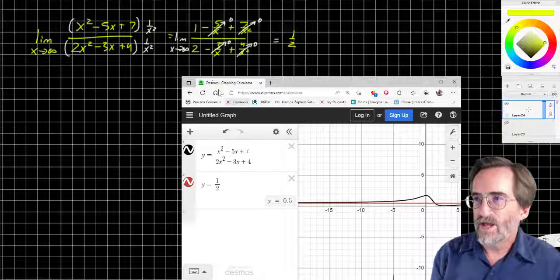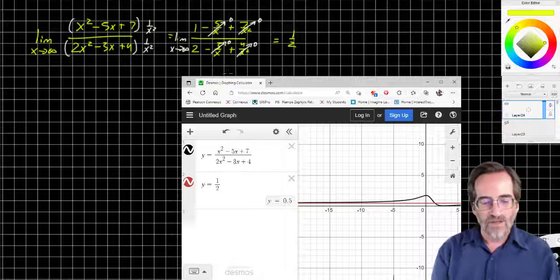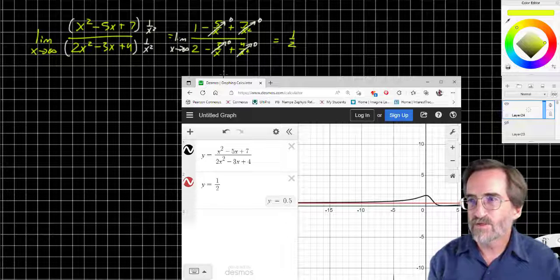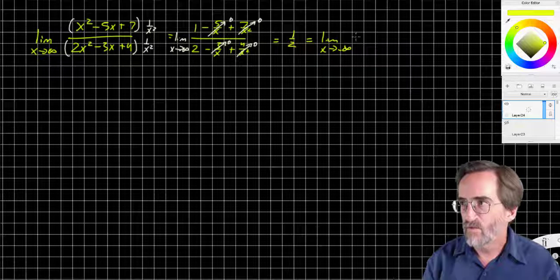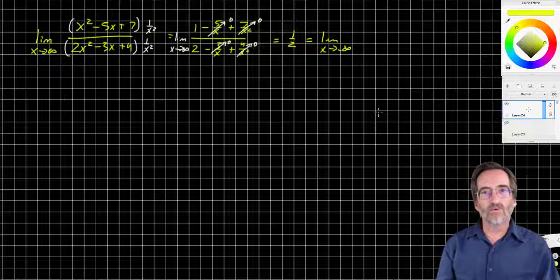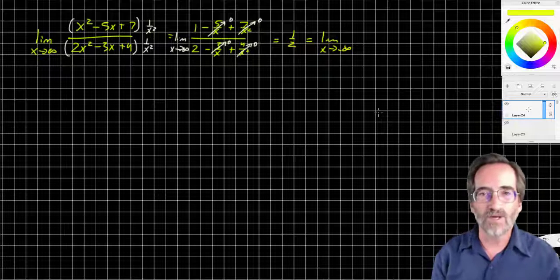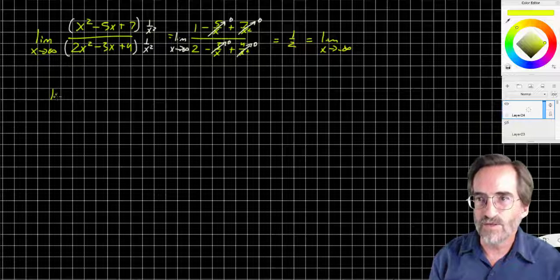And as we go off to negative infinity, all those zeros are still 0, and we still have positive 1/2. So the limit as x approaches infinity is 1/2, and the limit as x approaches negative infinity is also 1/2. So this is said to have a horizontal asymptote of y equals 1/2. Now, that said, there is a shorter way to do this, and I do want to present that.